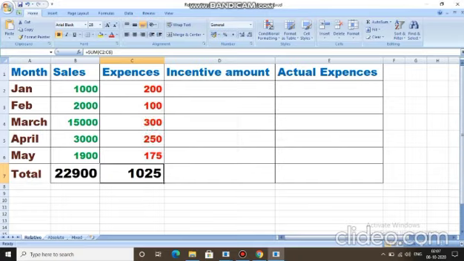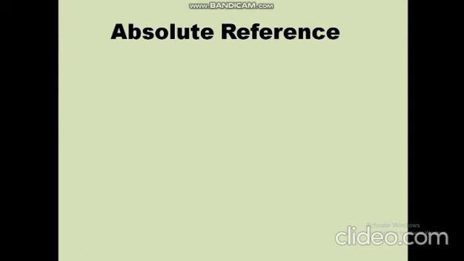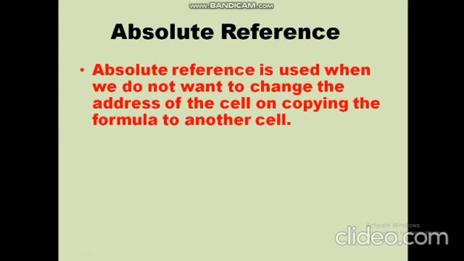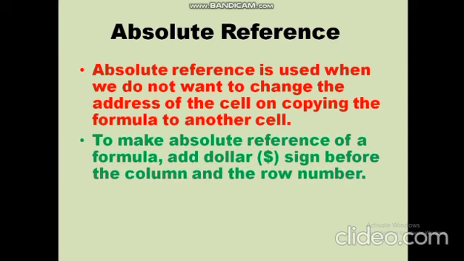Now next is absolute reference. Absolute reference is used when we do not want to change the address of the cell. Earlier when we were copying, the address of the cell automatically got changed. So if we don't want to change the address of the cell on copying the formula to another cell, then we will make it an absolute reference. And how will we make an absolute reference? We will add the dollar sign before the column and the row number.